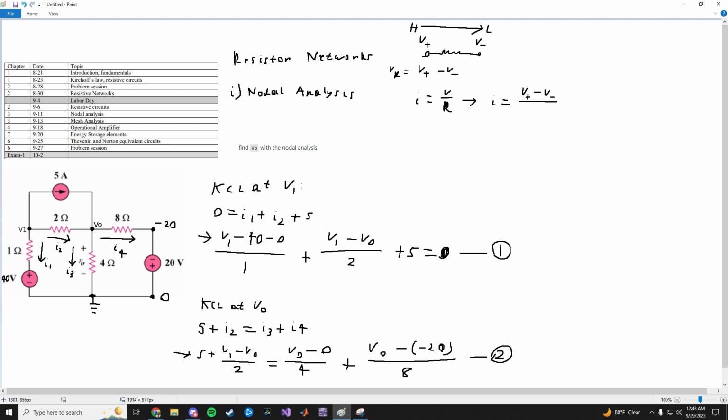Remember, the basis of nodal analysis is the KCL. So you have to first pick your reference voltage, which is usually at the bottom of the circuit, but you can really pick it wherever you want.